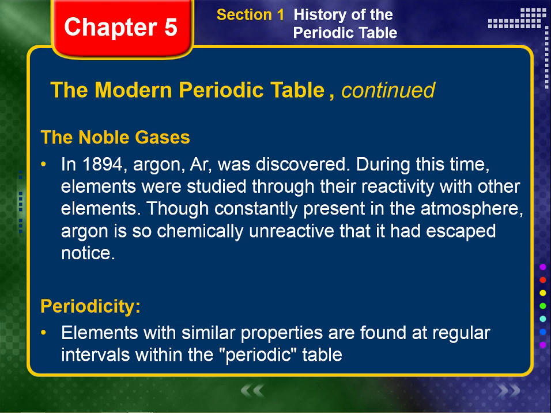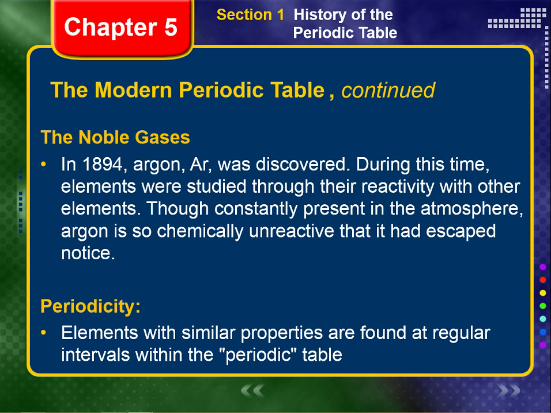The last group that Mendeleev was completely unaware of was the noble gases. In 1894, argon was discovered. During this time, elements were studied through their reactivity with other elements. And even though these noble gases are constantly present in the atmosphere, argon, one of the noble gases, is so chemically unreactive that it escaped notice, because that's the only way that you could discover or study an element, is how it reacted. So if these elements don't react, they were unknown. Argon was the first noble gas to be discovered.